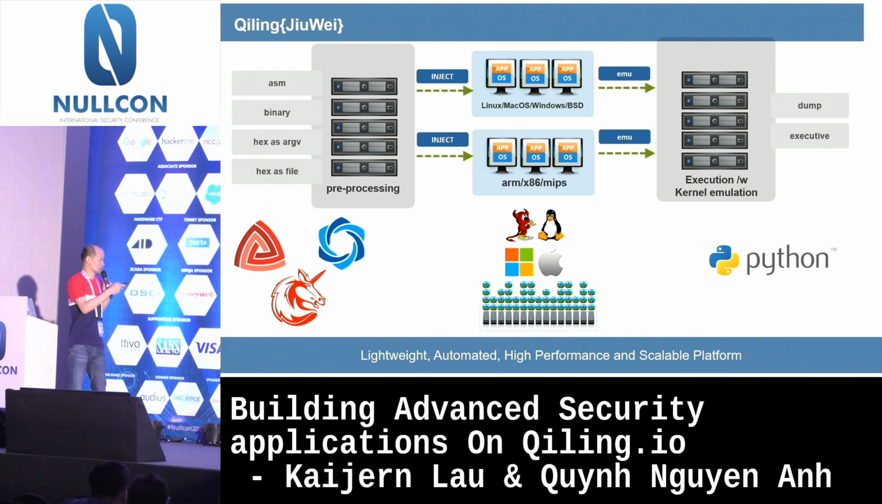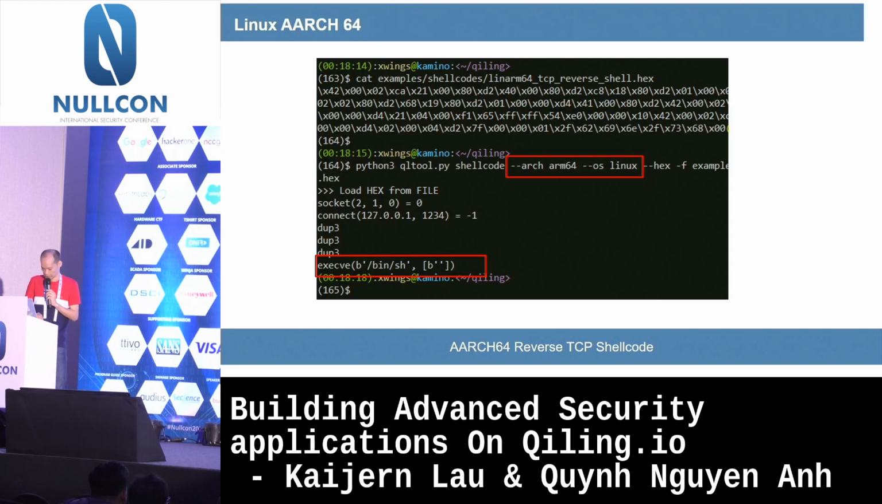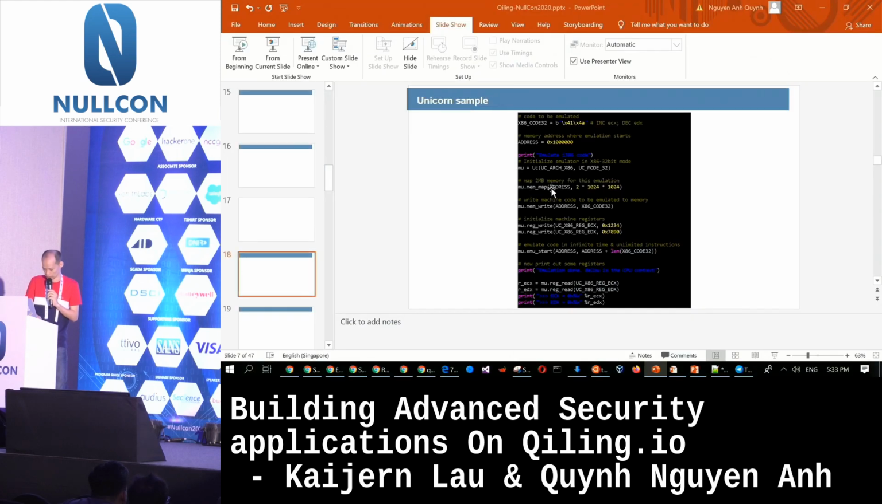So the core here: we emulate the CPU instructions, we emulate the system code, and the emulator runs. When it runs, we can monitor the behavior, and you can log, dump, and write out the activities that the shellcode does inside. So here is a demo for this.